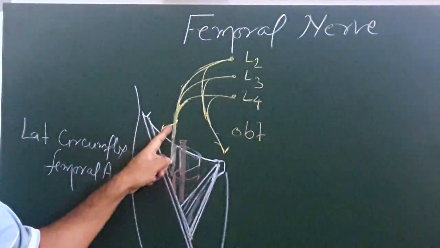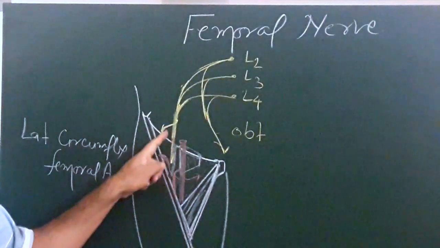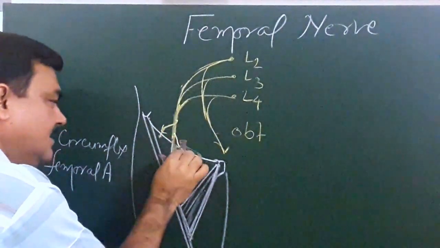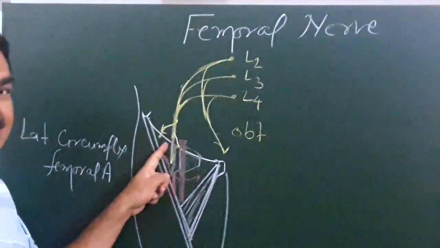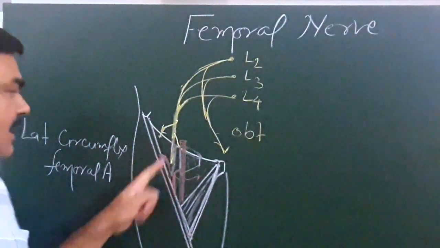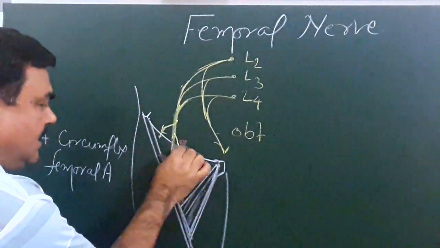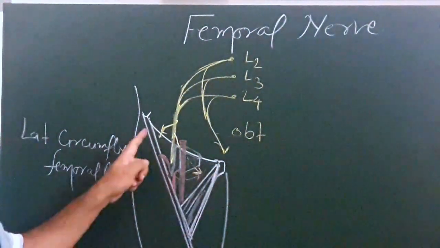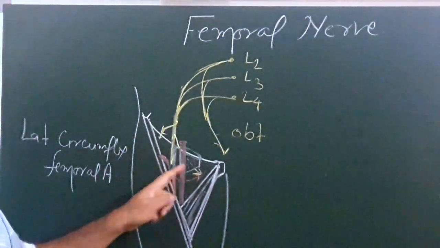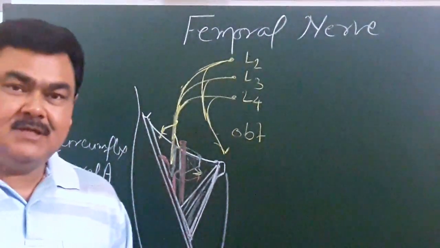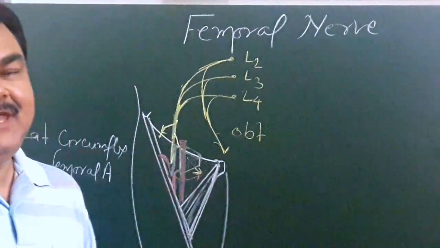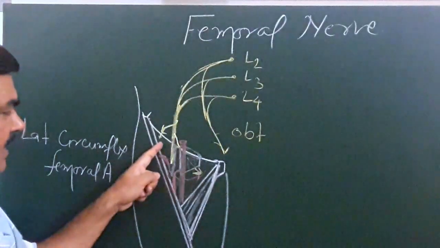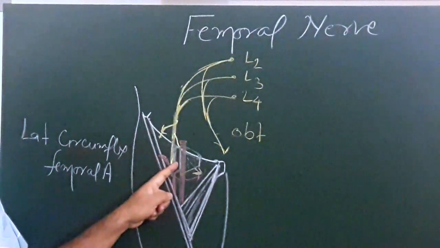This branch, the nerve to iliacus, arises above the inguinal ligament. And another branch is the nerve to pectineus. It also arises above the inguinal ligament. It passes deep to this sheath and gives supply to the pectineus. So the nerve to iliacus and nerve to pectineus arise above the level of the inguinal ligament. Below the inguinal ligament, it passes between the iliacus and the tendon of psoas.